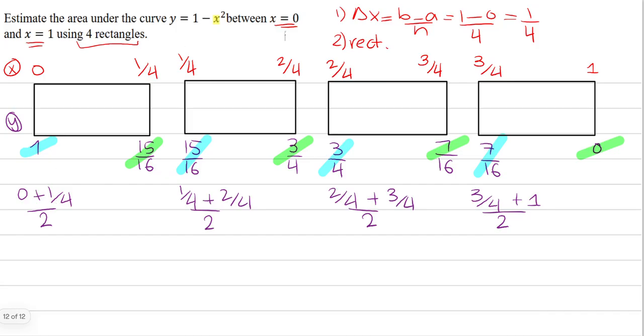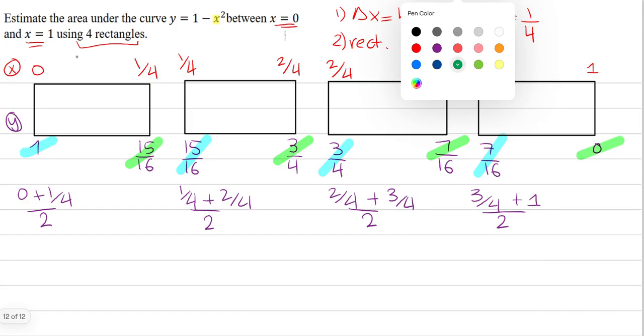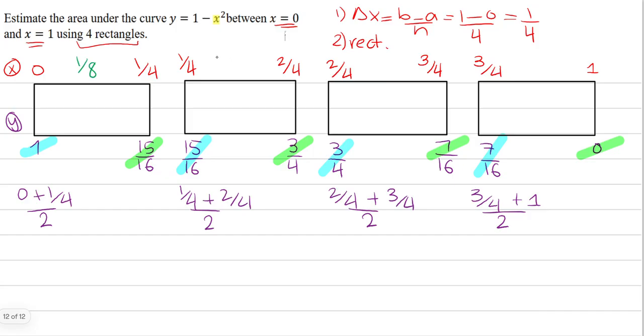Now, once I do this, for my first rectangle, I get my midpoint to be 1 over 8. For the second rectangle, 3 over 8. For my third rectangle, 5 over 8. And for my last rectangle, 7 over 8. Now I'm going to substitute these values into y. I'm not going to show it, you just plug 1 over 8 into this equation on the calculator, and once you do, you get, for the first rectangle, 63 over 64. For the second rectangle, 55 over 64. For your third rectangle, 39 over 64. For my final rectangle, 15 over 64.